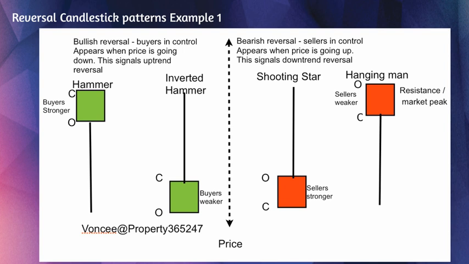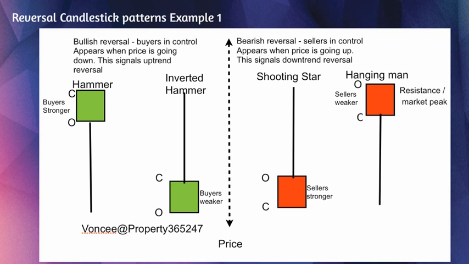For the bearish reversal pattern, you can see you've got a shooting star and a hanging man. With the bearish reversal pattern, you've got sellers that are in control. Buyers try to push it all the way up, but the sellers pushed it right down. So this actually happens when the price is going up. But then when the shooting star or the hanging man comes, it just tells you that the price is going down. So it actually signals a downtrend reversal.